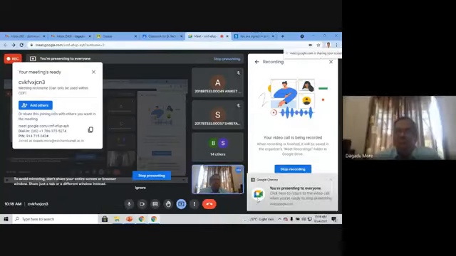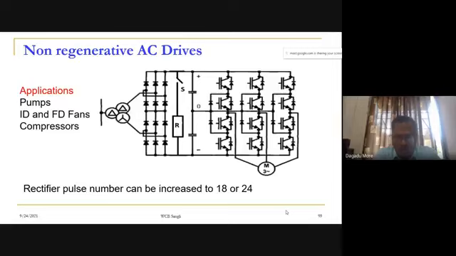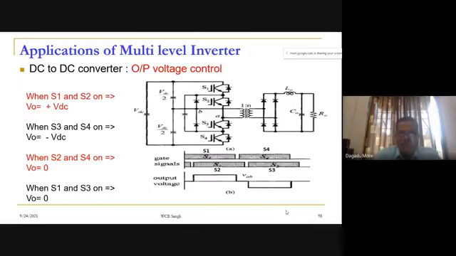Yes, sir. Okay, good morning and welcome to a lecture on advanced power electronics. We have completed the theory of multi-level inverters, and yesterday we started with discussions of applications of multi-level inverter. Yesterday we discussed one application, that is a DC to DC converter, and this DC to DC converter particularly we are using for high voltage DC applications.